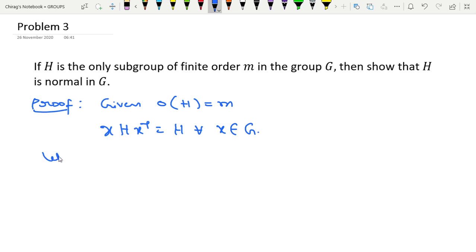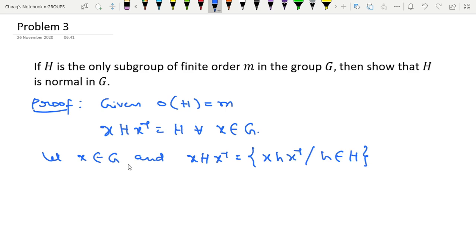So let x belong to G and consider xHx⁻¹, which is equal to the set of all elements consisting of xhx⁻¹, such that h belongs to capital H. Right? Now we can easily show that this xHx⁻¹ is a subgroup of G, by showing the closure property and inverse property.